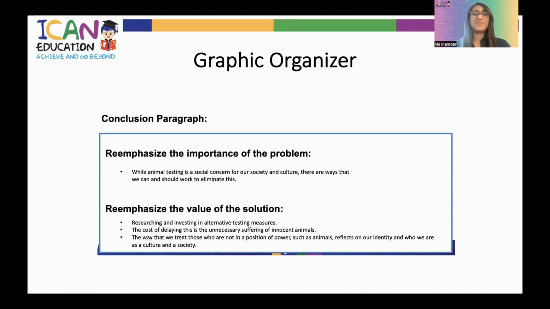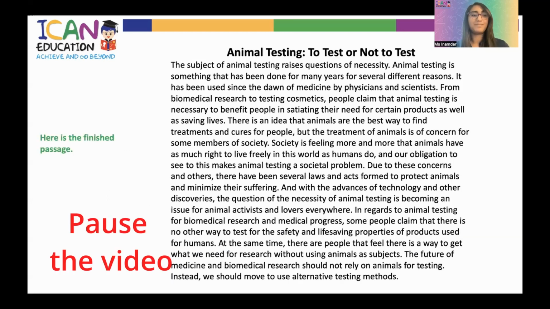All right, welcome back. Now let's take a look at what a completed expository essay looks like based on this graphic organizer. So there are going to be many pages of this essay. Keep pausing the video so that you have enough time to read. I'm just going to keep going through the pages one by one. Pause the video.